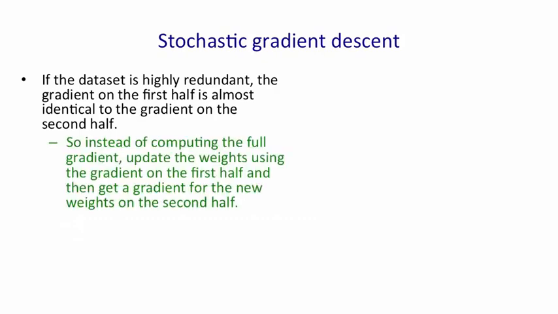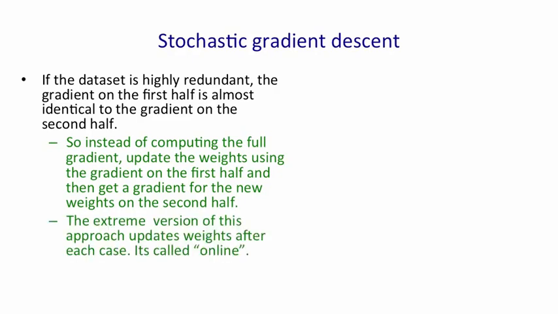You'd be much better off computing the gradient on a subset of the data, then updating the weights, and on the remaining data, computing the gradient for the updated weights. We can take that to extremes and say we're going to compute the gradient on a single training case, update the weights, and then compute the gradient on the next training case using those new weights. That's called online learning.